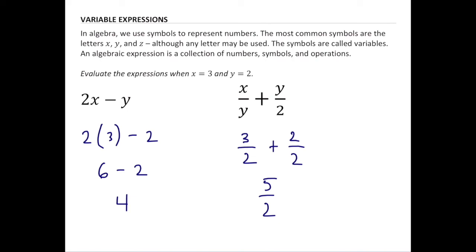And it's an improper fraction, and we want to write it as a mixed number. So 2 goes into 5 2 times with 1 left over. So it's 2 1/2.